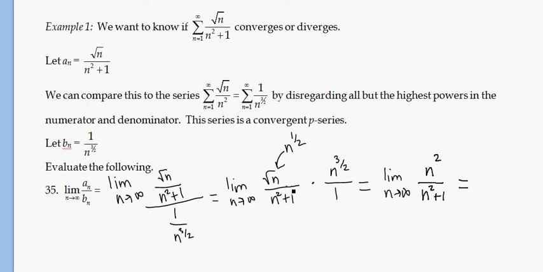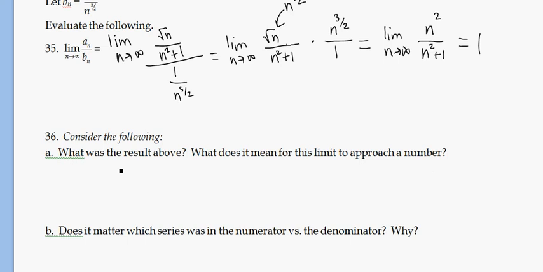So flipping and multiplying, we have this expression here. This is of course the same thing as n to the 1/2. So we multiply powers with the same base, we add the exponents. So we get n squared over n squared plus 1. This limit, since this is a rational expression with the numerator and the denominator at the same degree, is going to go to the ratio of their leading coefficients, so it's going to go to 1.